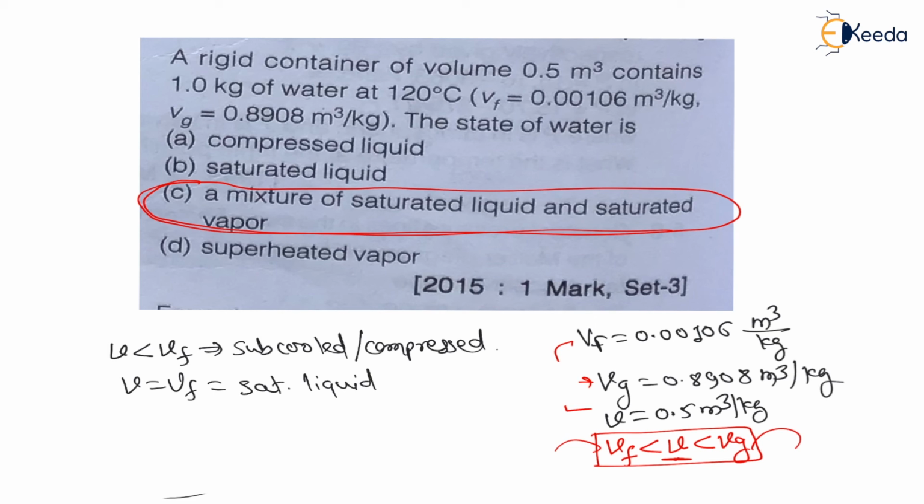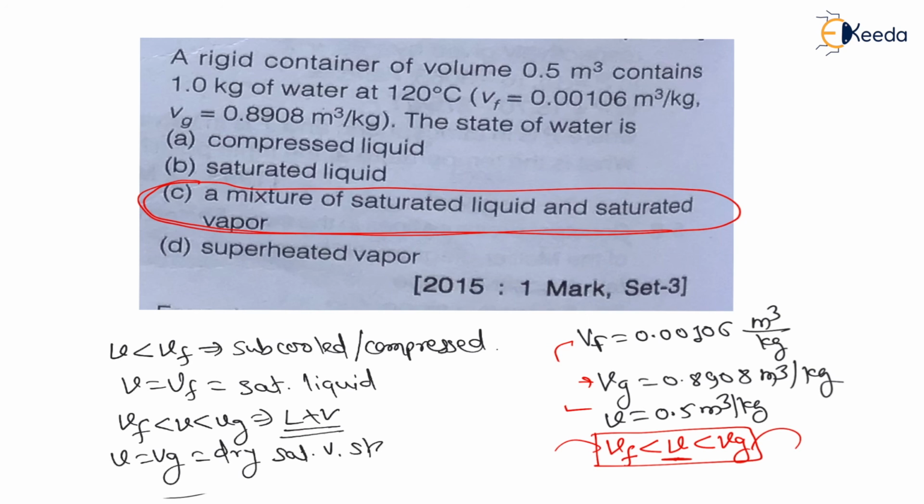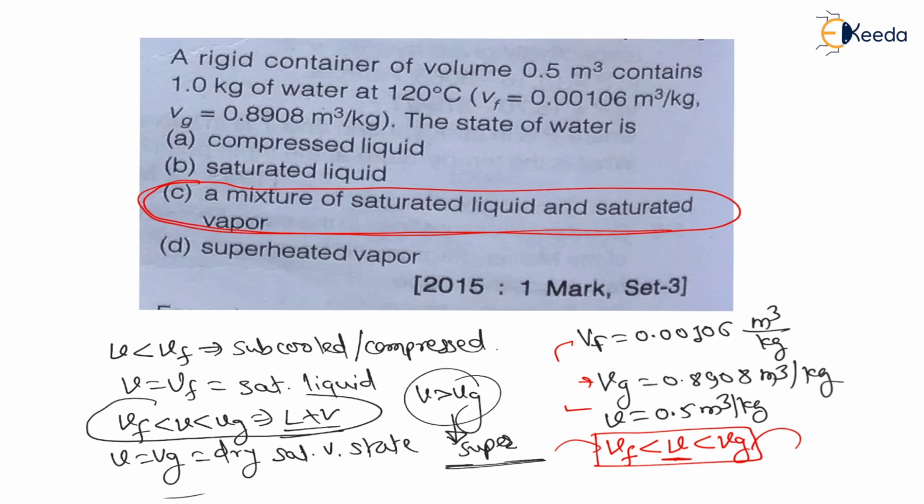Whenever V is more than Vf, meaning Vf is less than V but less than Vg, then it is liquid plus vapor state, that is saturated liquid plus saturated vapor state. Whenever V is equal to Vg, then it is dry saturated vapor state. And whenever V is more than Vg, then it is superheated vapor state, that is option D. But here, as the condition is Vf is less than V less than Vg, option C is the correct choice.